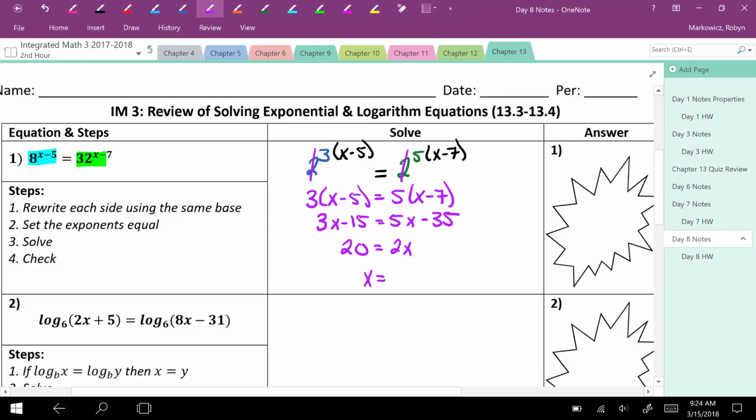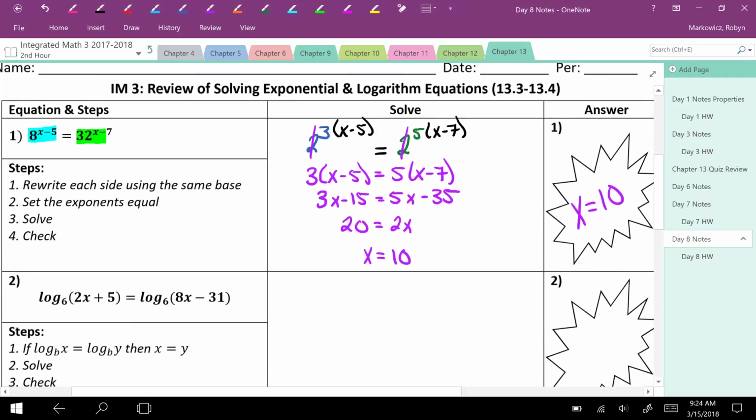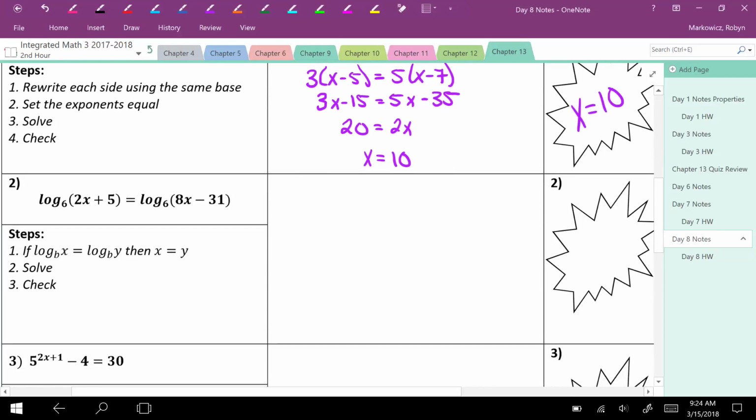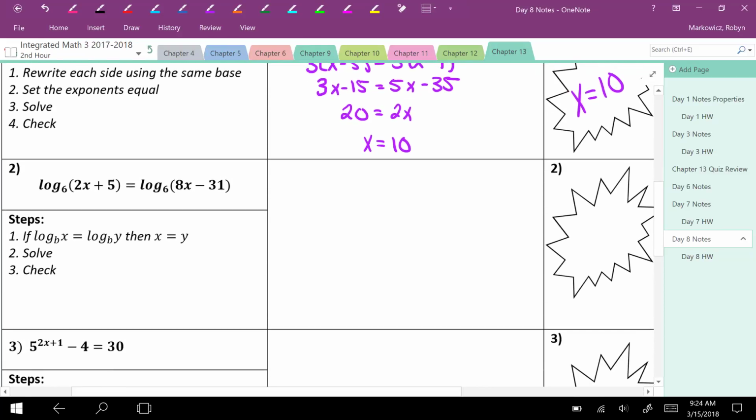Raise your hand if you have an answer for me. Tatiana? X equals 10. Do we have questions on this one? You're good? All right, I kind of skipped the step of subtracting 3x from both sides and adding 35 to both sides. Okay? You need to be listening because this is like a gift to give you a review on how to do every one of these problems.